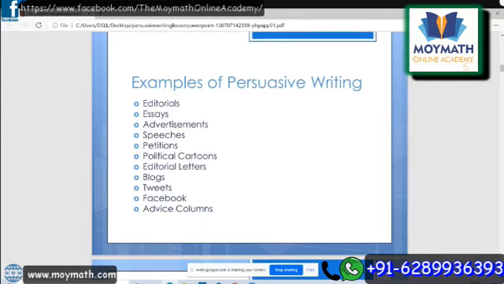What about Facebook? Have you ever seen this persuasive writing? Do you use Facebook? Which one do you use then? Political cartoons, have you seen them? Do you think that they are able to persuade you to do something? Sometimes.